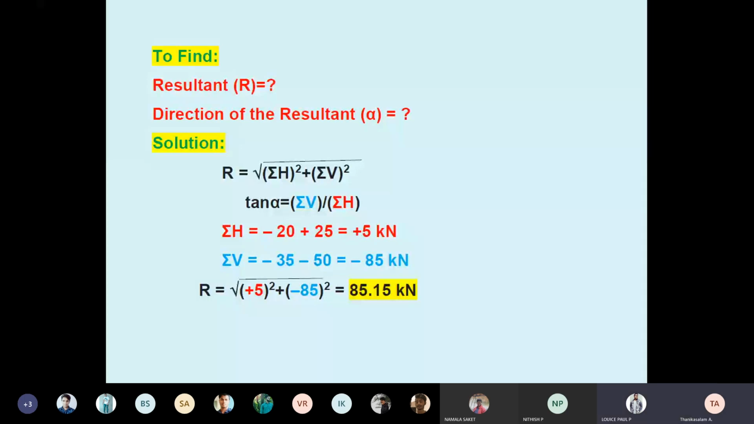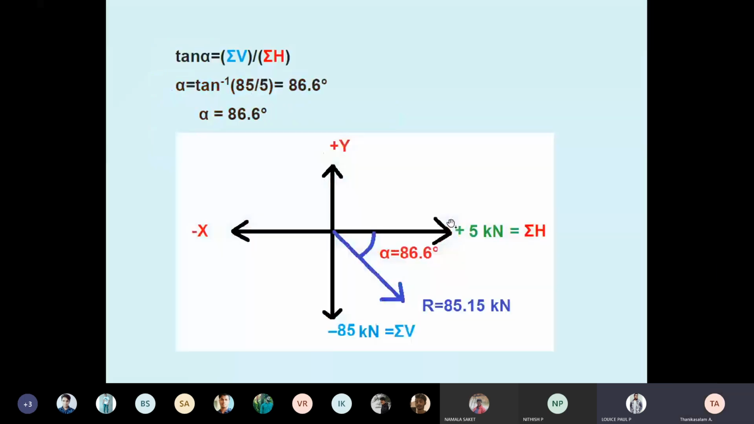Yes, sir. By adding all the horizontal forces, we get 5 kilonewton, and by adding all the vertical forces, we get minus 85 kilonewton. By putting these two values in the formula, we get 85.15 kilonewton. Then we have to find the quadrant. The x value is plus and the y value is minus, so it suits the fourth quadrant. The resultant lies in the fourth quadrant.